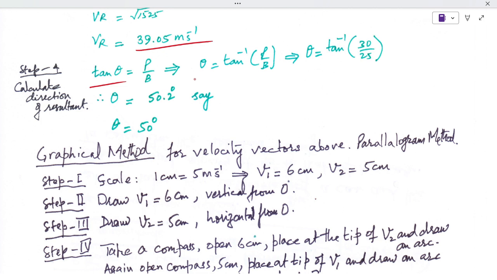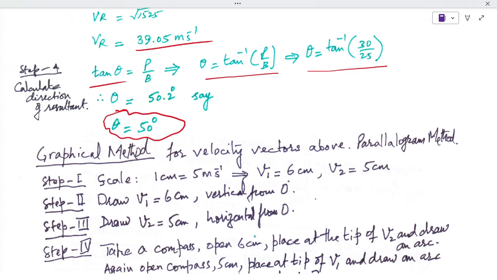From here we have theta is equal to tangent inverse P over B. So theta is equal to tangent inverse 30 over 25, and we find out that the resultant vector of velocity, which is 39 meter per second, is acting at 50 degrees to the x-axis.